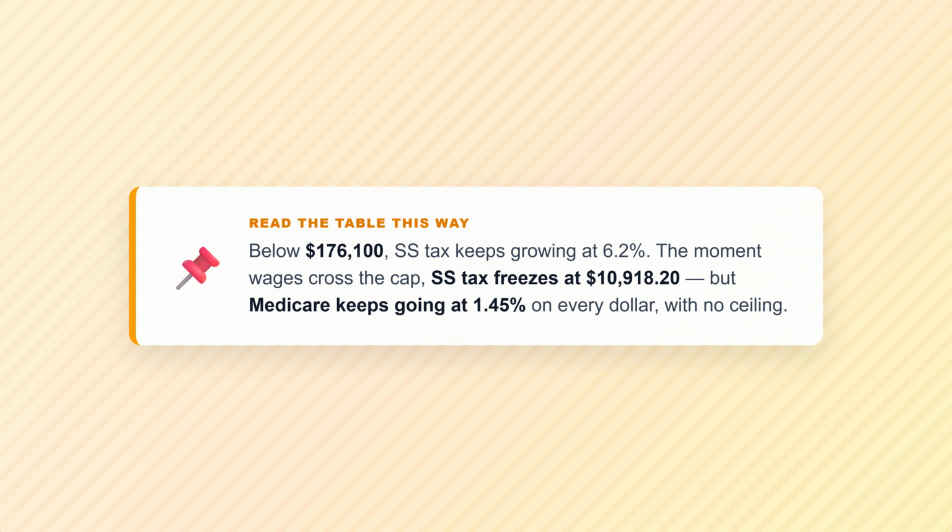So read the table this way. Below $176,100, Social Security tax keeps growing at 6.2%. The moment your wages cross that cap, Social Security tax freezes at $10,918.20. But Medicare keeps right on going at 1.45% on every dollar, with no ceiling at all. Social Security caps, Medicare never does.